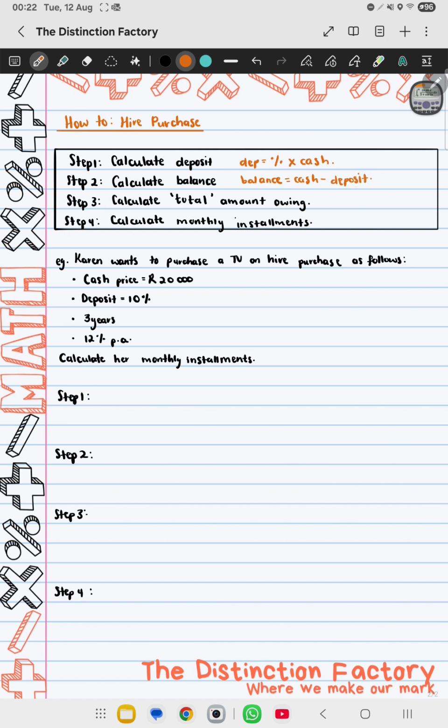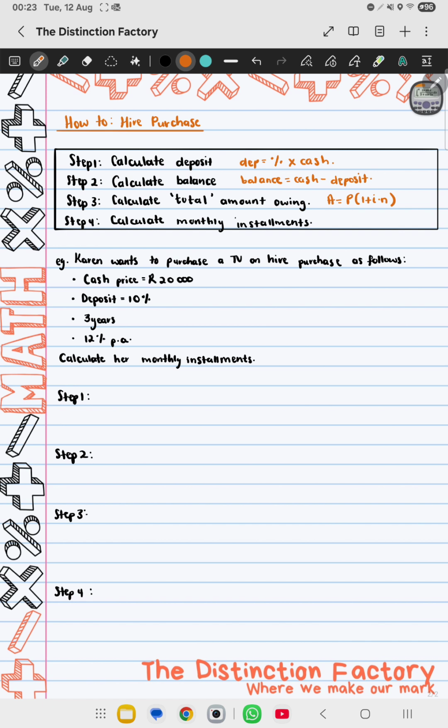Now, this balance is what you owe interest on, because that is the actual borrowed money from the shop. You haven't paid that to them as yet, so your way of saying thank you to the shop for doing you this favor is to pay them interest. And the interest formula that we use is the one for simple interest: A is equal to P into 1 plus I times N. This P value will be the balance that you just calculated.